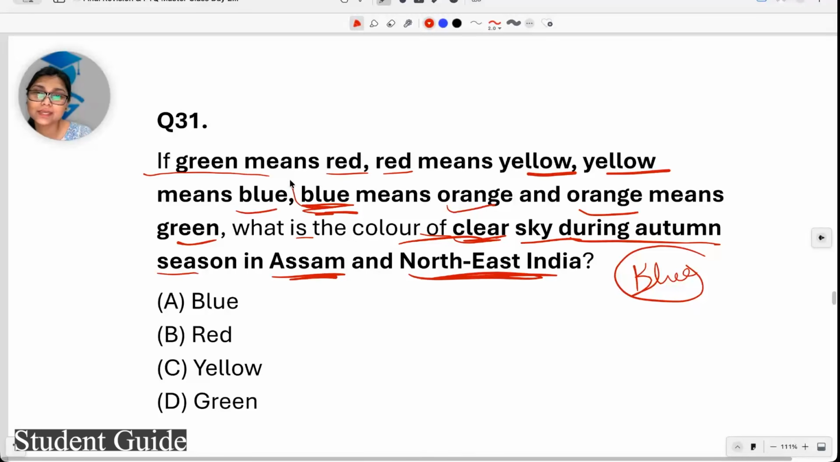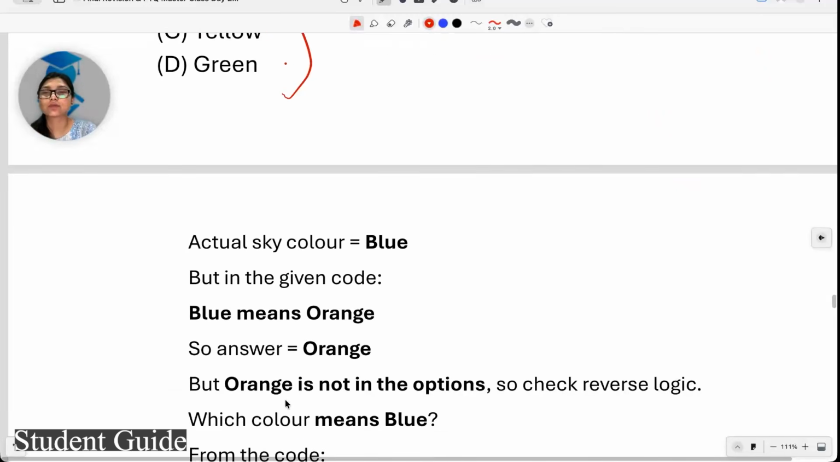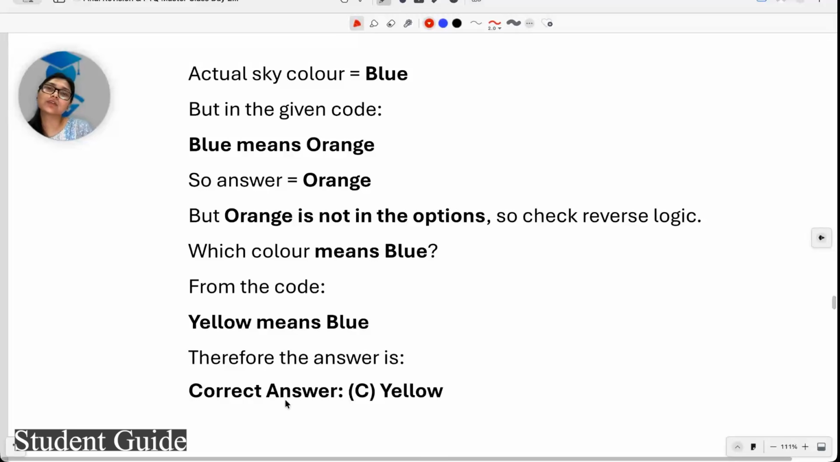Blue means orange. So we will find orange, but there is no orange in the options. So we will look for something else. How? Quickly understand this from the explanation slide. You already know the actual sky color is blue, but there is no orange in the options, because we have got to know from the question that blue means orange. As orange is not in the options, what you need to do is go for the other options with reverse logic. You need to apply the reverse logic here.